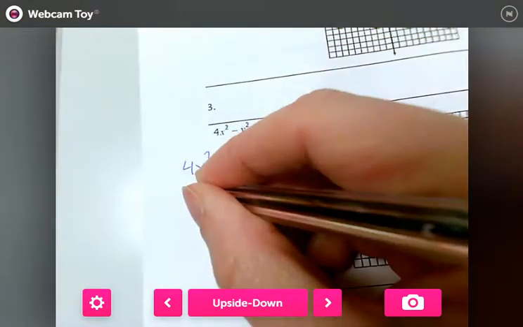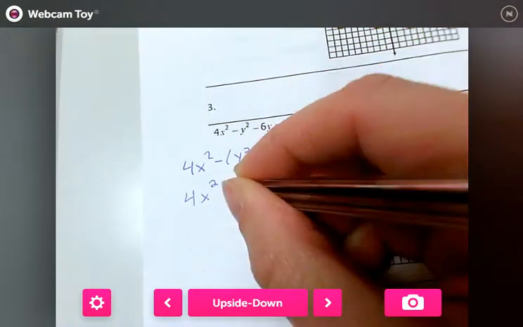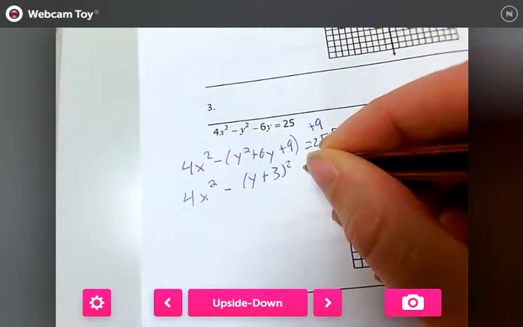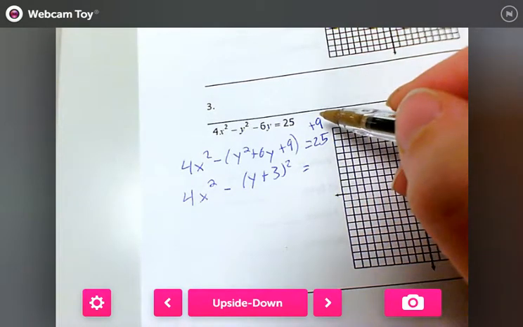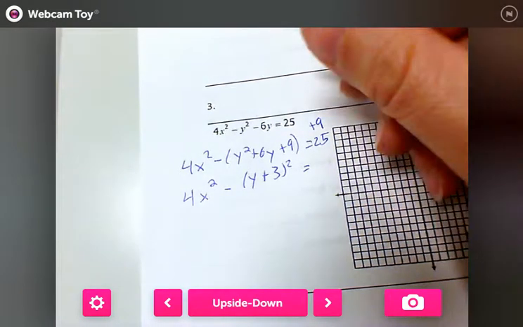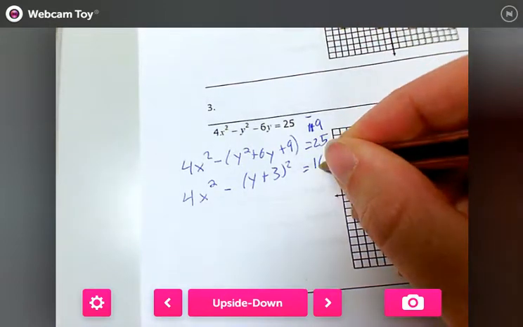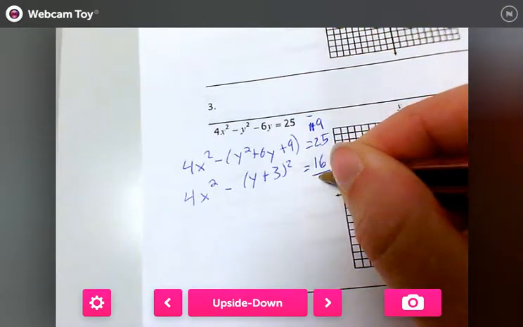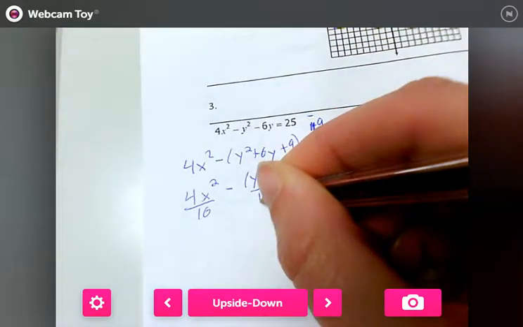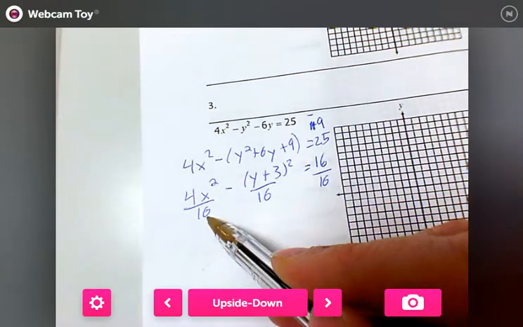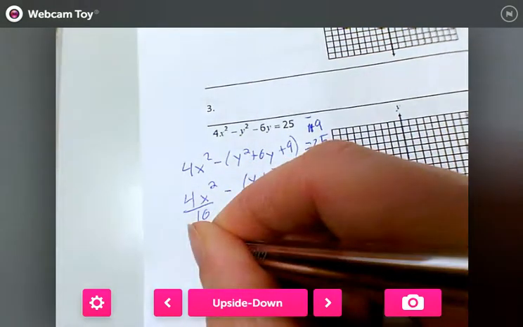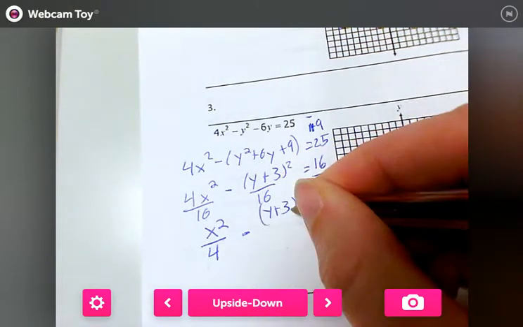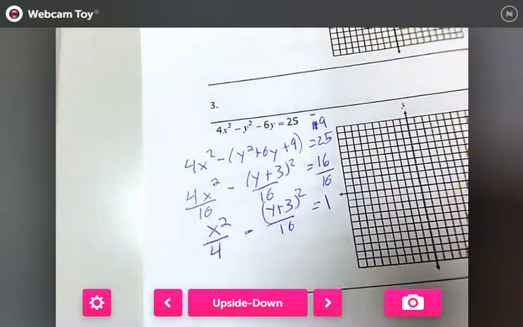Now this changes to 4x squared minus y plus 3 squared equals, I'm sorry, this should be minus 9 on this side, 16. Okay, I can't have 16 here, I need to have a 1 here, so I'm going to divide everything by 16. This works out well because 4 over 16 gives me 4, so I have x squared over 4 minus y plus 3 squared over 16 equals 1.